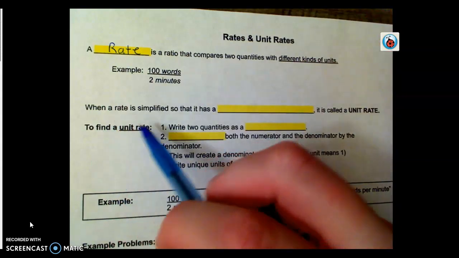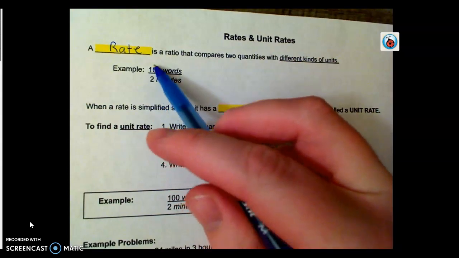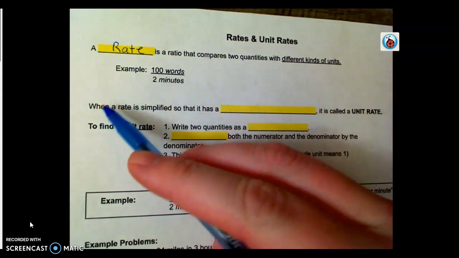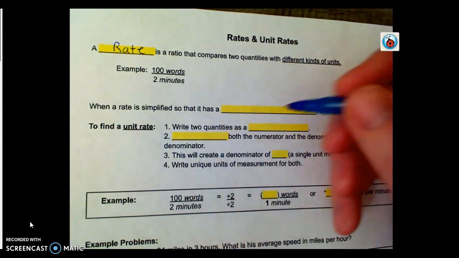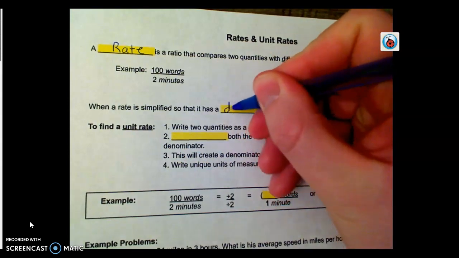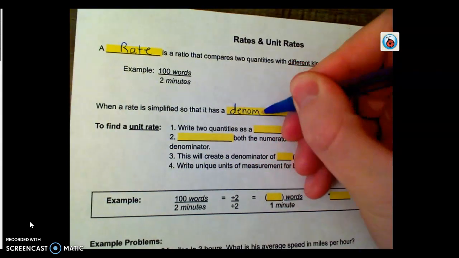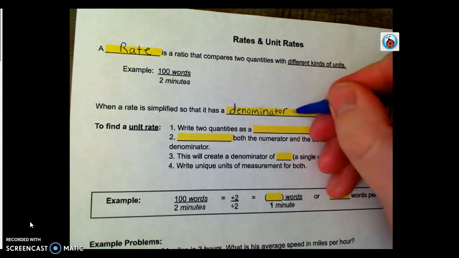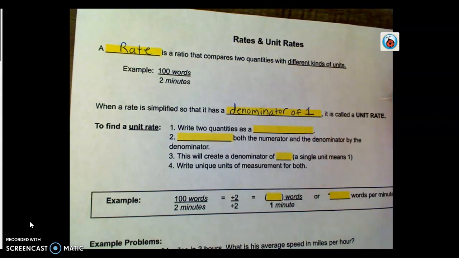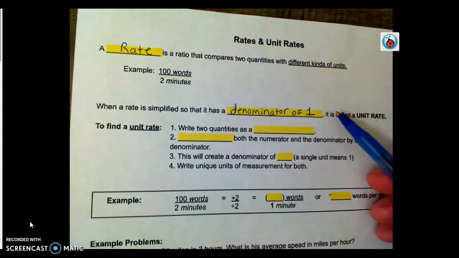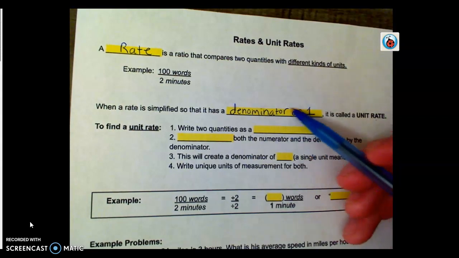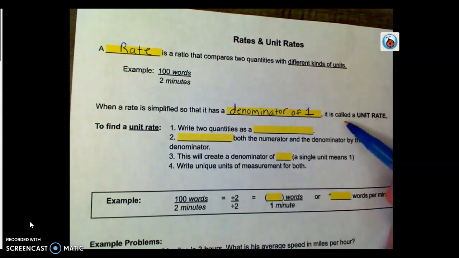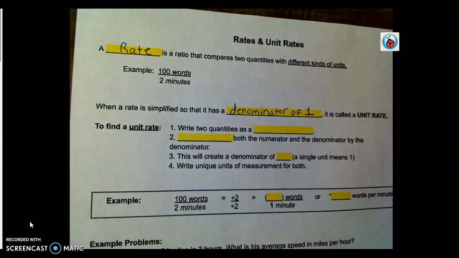When a rate is simplified, so like 10 over 2 is not simplified, when a rate is simplified so that it has a denominator of 1, it is called a unit rate. This is true all the time. Whenever you have a fraction where the denominator comes out to 1, it's called a unit rate, because that's how much it is for that unit.